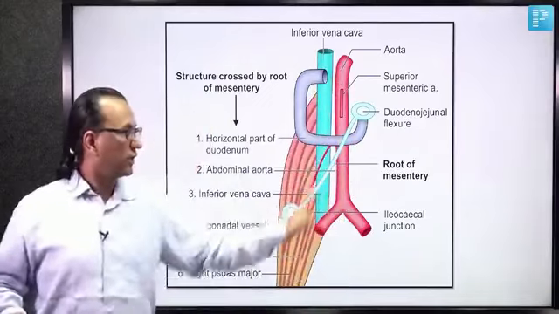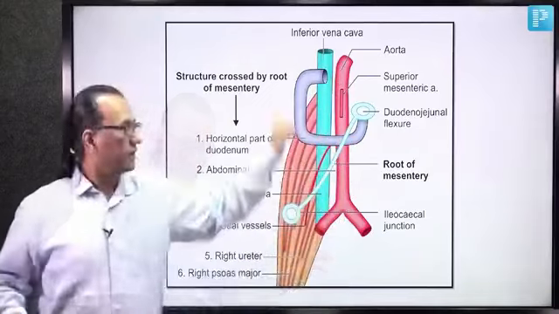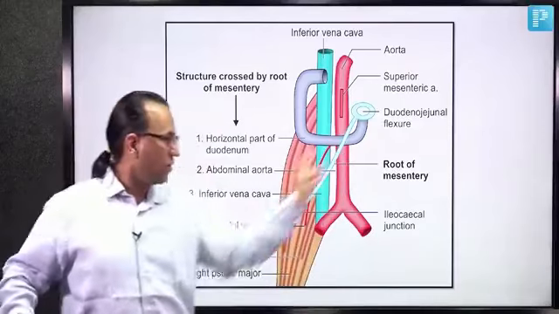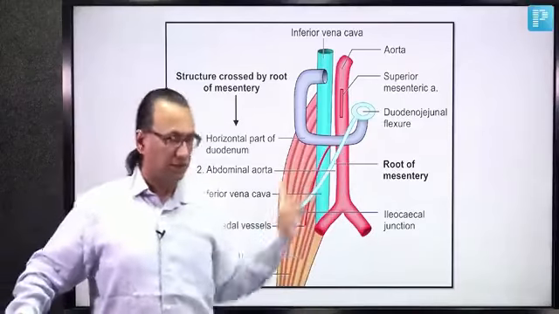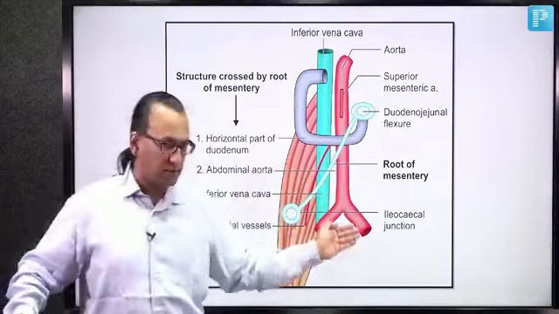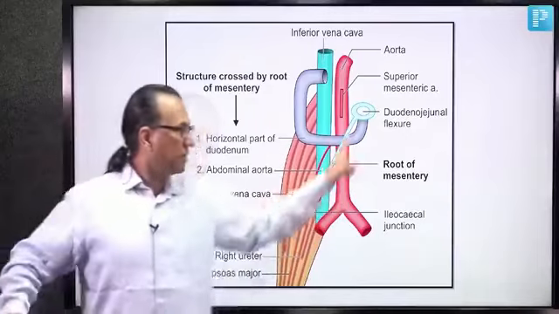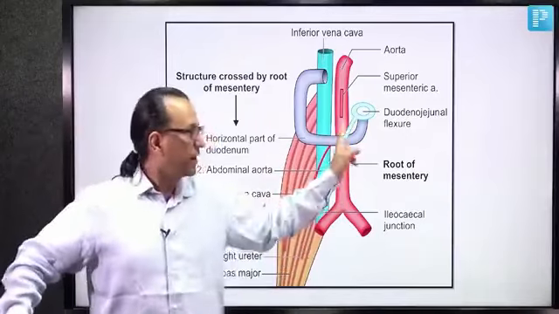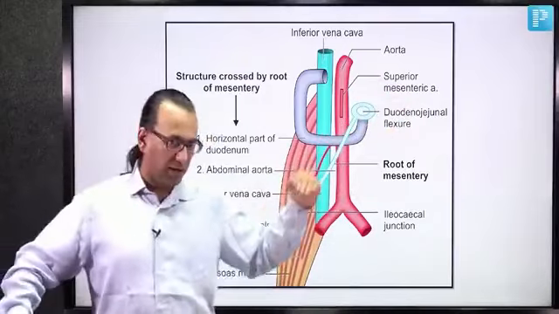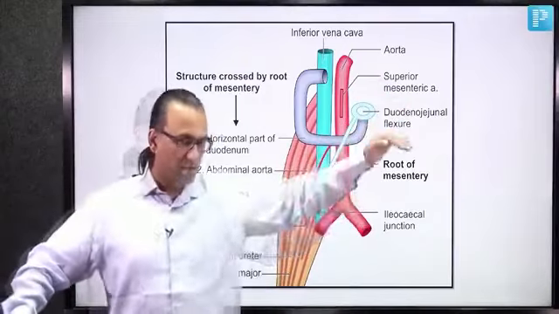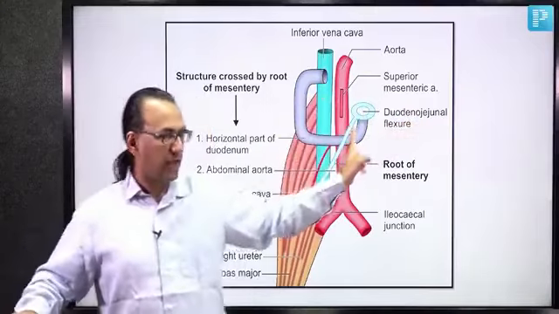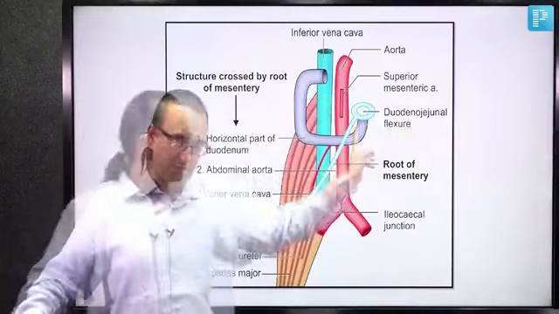It is also crossing the gonadal vessels and the right ureter as well, and runs in front of the psoas major, but only on the right side. Because it is a right-sided structure, it will cross only the right-sided gonadal vessels, right ureter, and right psoas major. It is where the mesentery will be attaching and spreading towards the jejunum and the ileum, so that some blood vessels can pass and go supply the jejunum and the ileum, whereas the duodenum becomes retroperitoneal and does not have a mesentery. It has lost it during development.